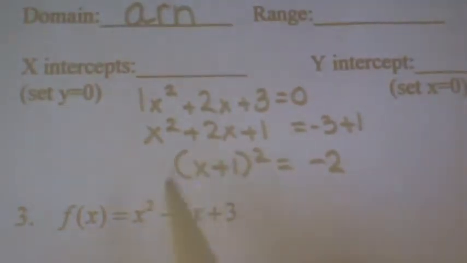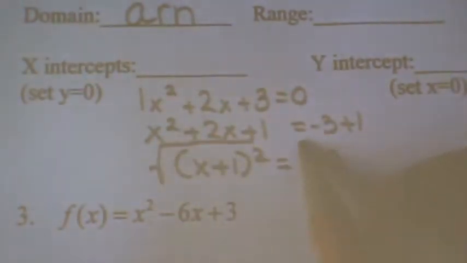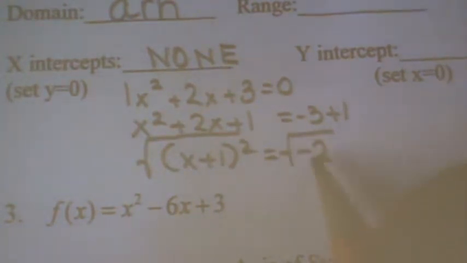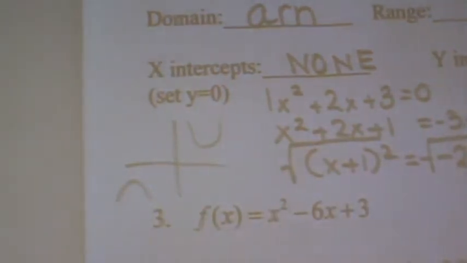What do you do next? Take the square root, and this is where you go, uh-oh. What do you do with that? There are no x-intercepts. When you have a radical with a negative underneath it, the discriminant here is negative 2. It's not going to work. So this would be an example of one that would be floating up above the x-axis, but it's not going to hit the x-axis. So there are none.